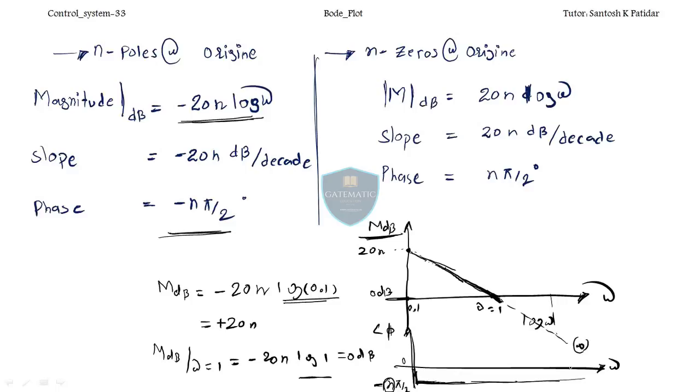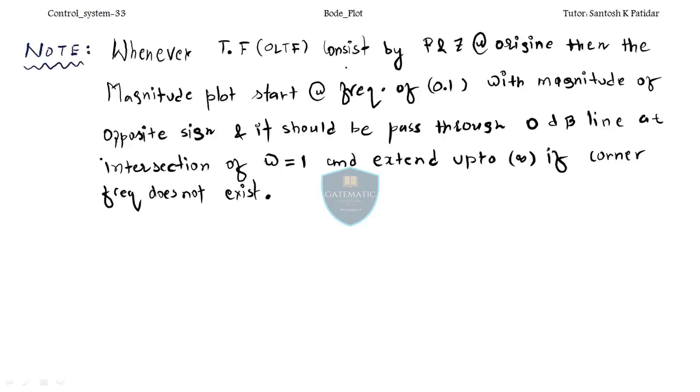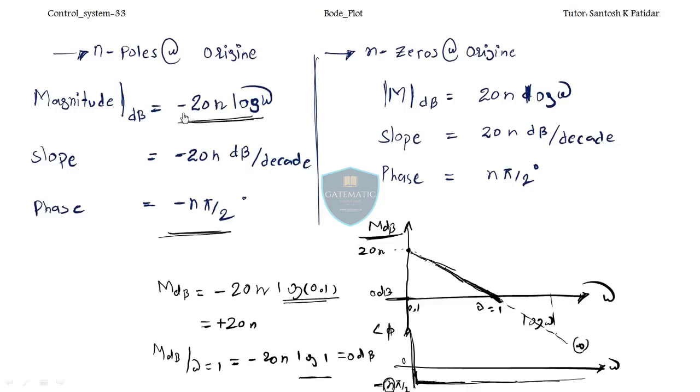Okay friends, we can conclude this information in this note. Whenever the transfer function consists of poles and zeros at origin, the magnitude plot starts at the frequency of 0.1, as we discussed, with the magnitude of opposite sign. I'm taking the opposite sign because in the magnitude expression we are getting minus 20 n log omega, but at the start it is going to be plus 20 n.